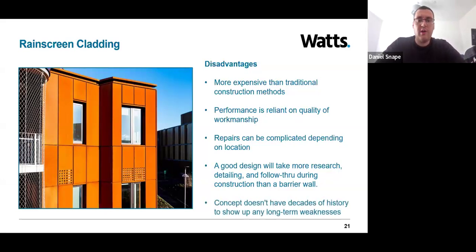And then last but not least, whilst rain screen cladding has been around for quite some time now, it is only in recent decades that it's become more popular, and therefore compared to some of the other and more traditional forms of facade construction, we haven't had the same amount of time to review it and for it to basically show up all the potential long-term weaknesses.